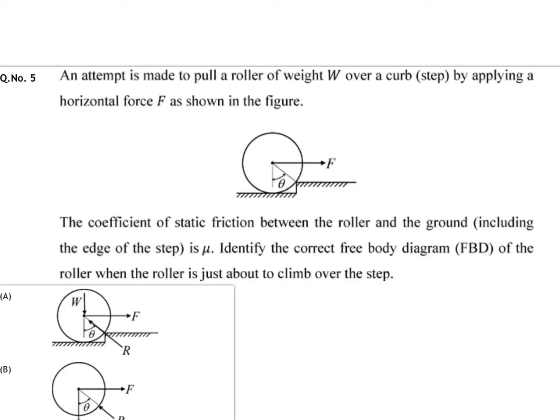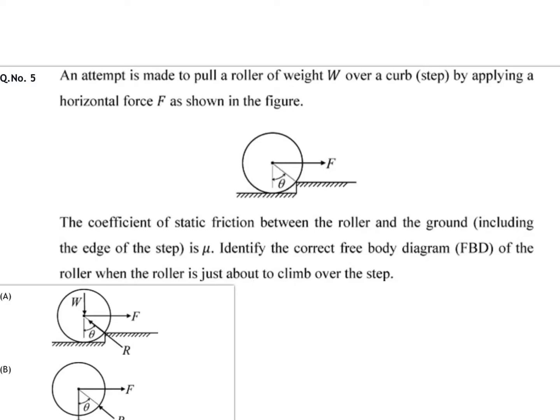Hi friends, now we will go ahead and solve another very beautiful problem from engineering mechanics. This was again asked in GATE 2020. One more question. So the question goes like this: an attempt is made to pull a roller of weight W over a step. The step is shown over here, by applying a horizontal force as shown in this figure.